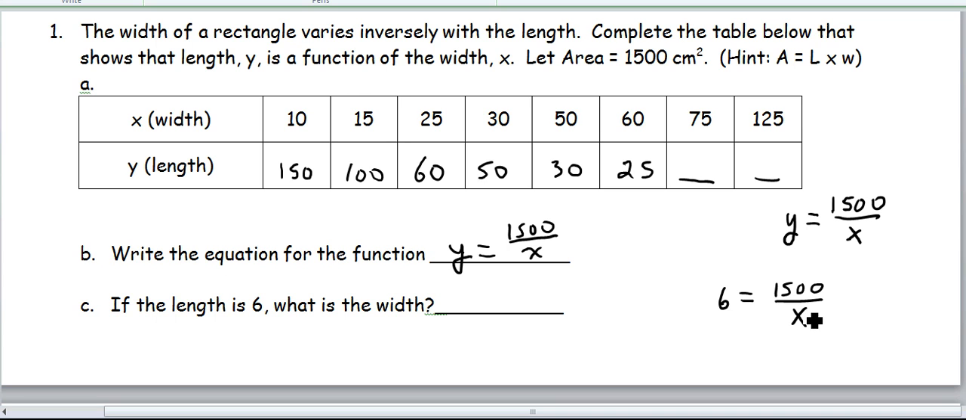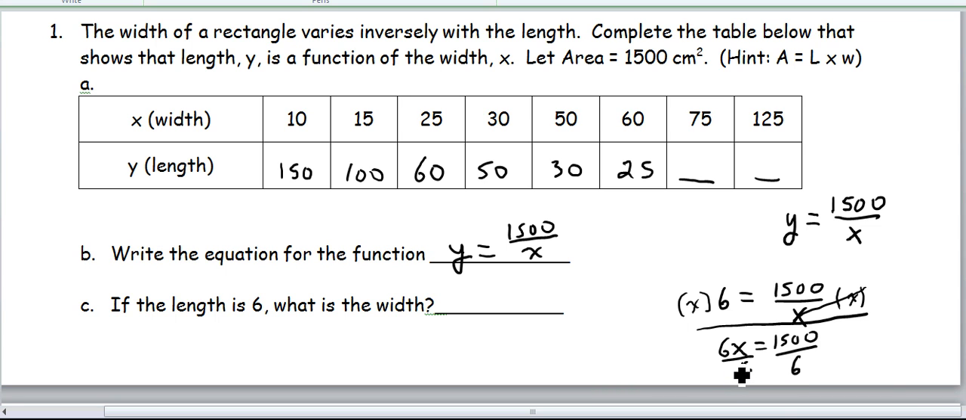All right, so let's think about this. How would you solve this? Well, if I want to get x by itself, and I certainly don't want it under a fraction bar, what could I do? Maybe if I multiply both sides by x. There are some quicker ways, but I want to show you a way that you'll understand. These would cancel out, and so I have 6x equals 1,500, and then I would divide by 6.